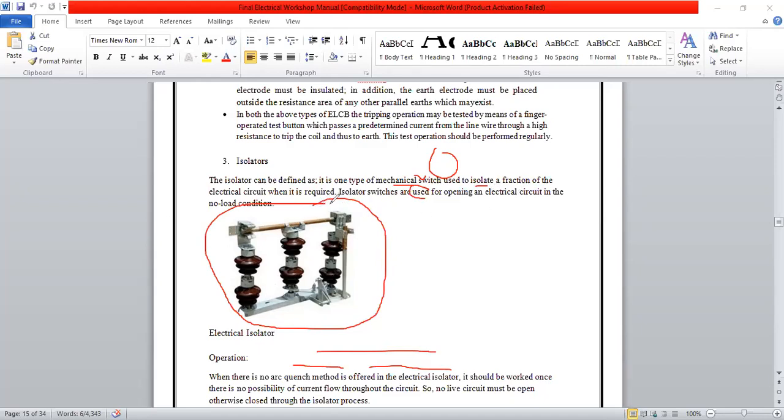Now the isolator switch is used for opening an electric circuit in the no load condition. So this switch can be used when no load is provided on the circuit. At that situation we open the isolator. Suppose I take one example. Suppose we want to do the maintenance of one of the transformers in your distribution substation.